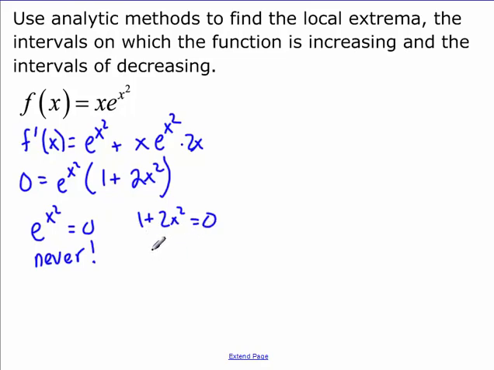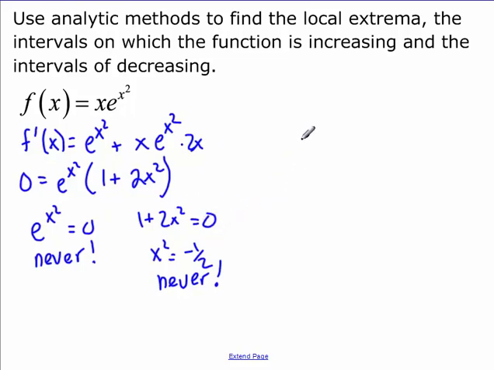Here I have x squared equals -1/2. That is also a never. Also here, our derivative is never undefined. So we need to figure out whether I'm either always increasing or always decreasing because I never equal 0.